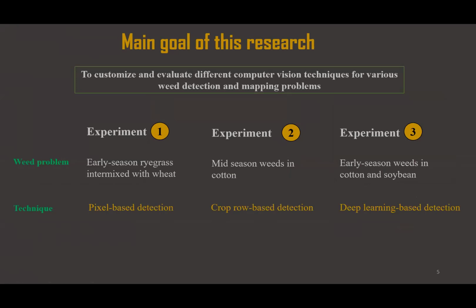So in my PhD thesis dissertation, I had 4 experiments, but because of time limit, I'm going to talk about just 3 of my experiments. In the first experiment, we had a wheat problem of early season ryegrass intermixed with wheat, and that was addressed with pixel-based detection. For experiment 2, we had mid-season weeds in cotton, and we applied crop row-based detection method to solve the problem. And in experiment 3, where we had the early season weeds in cotton and soybean, we used deep learning-based detection approach to address that issue.